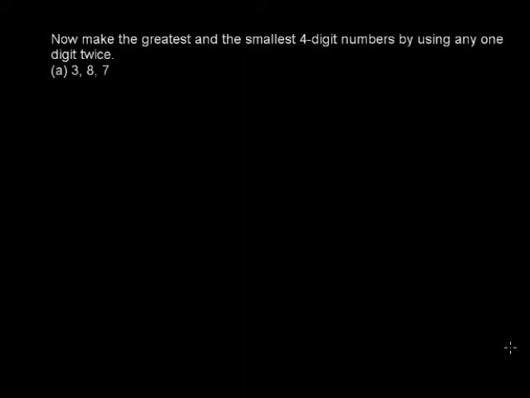Okay, in this question we have 3 digits, that is 3, 8 and 7, and we have to form a 4-digit number. Using 3 digits we have to form a 4-digit number, where we have the liberty to use 1 digit twice. So we have to make a 4-digit number, and we have been given 3 digits. 1 digit can be used twice so that we can get the 4-digit number. So first let's see for the greatest number.